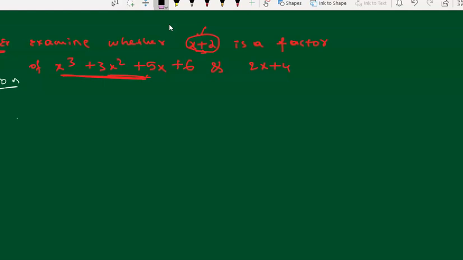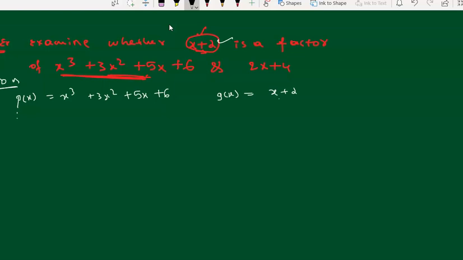Okay, let's begin. Simple. First we'll take the given polynomial. First polynomial I will take. Let's take p of x is equal to x cube plus 3x square plus 5x plus 6. And I have to check. Let's take my g of x, that is the given thing, x plus 2. I have to check whether it is a factor of this. If so, let's find out. For that I have to find out a remainder, that is p of a.